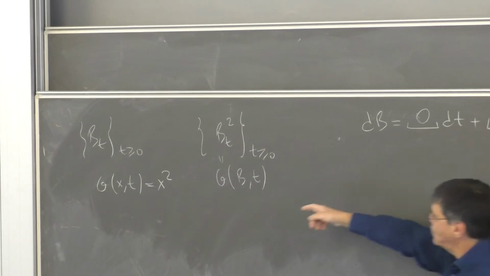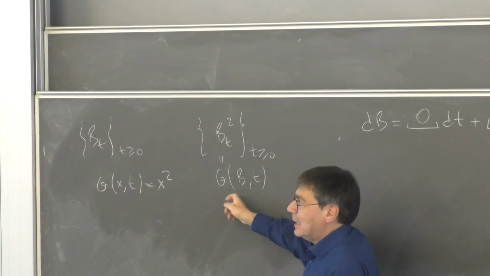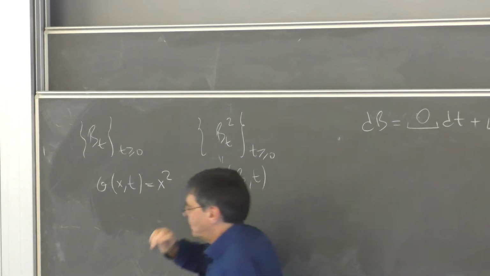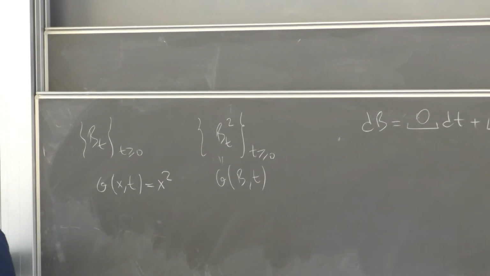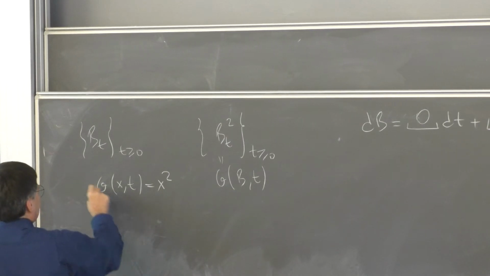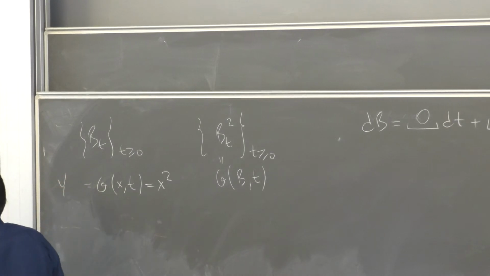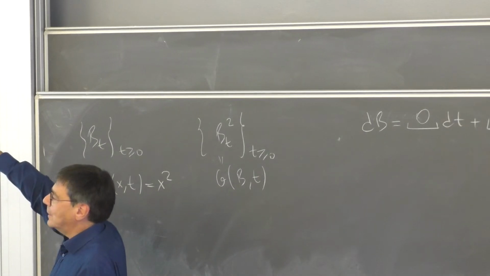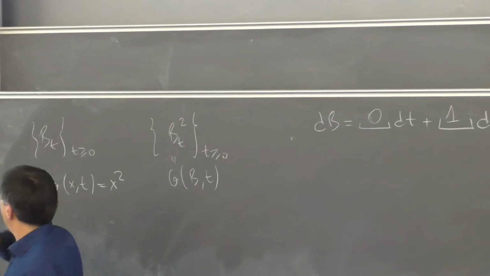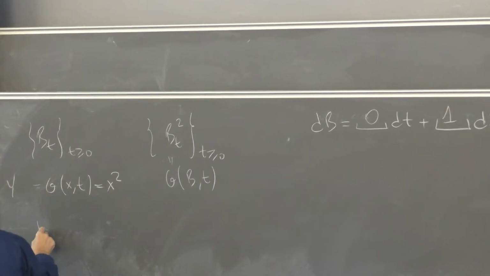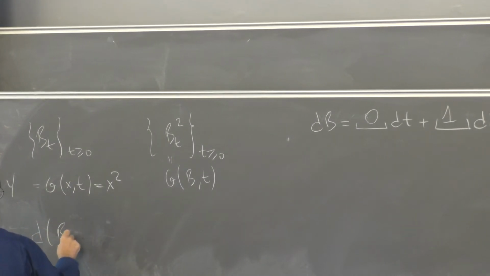So we have a function of an Ito process in time. Ito's lemma says it's a new Ito process, and if you call this y, I can tell you exactly what Ito process. I just need to compute that. So let's compute that. What is dy? What is d Brownian motion squared?